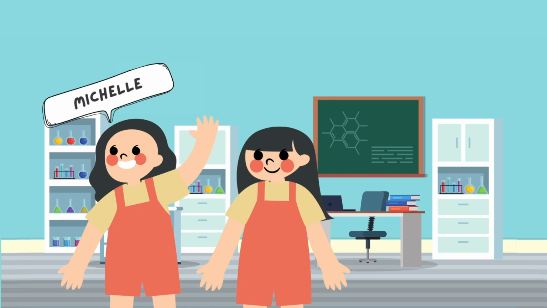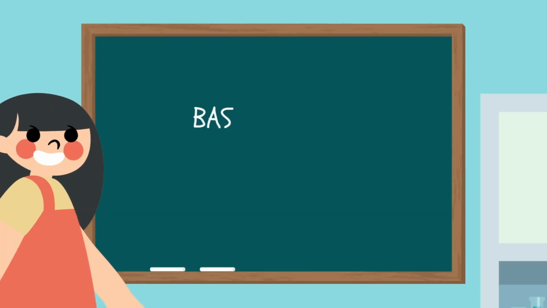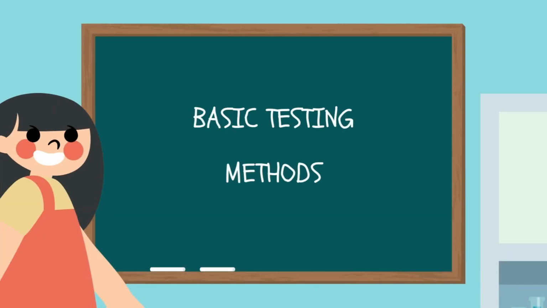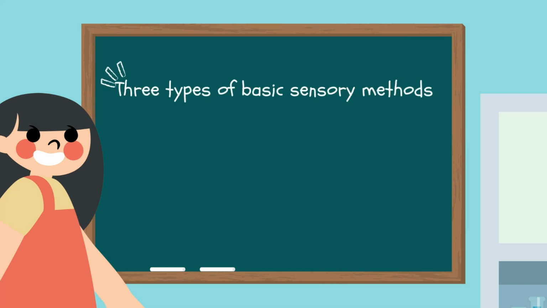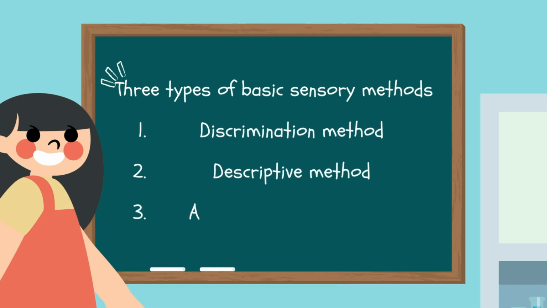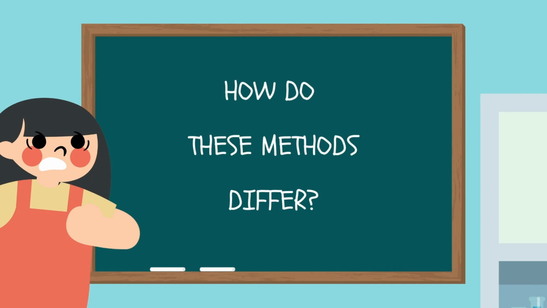Hello, I am Michelle. Before going deeper into these types of testing, I will be explaining the basics about testing methods. As the name suggests, there are three types of basic sensory methods, which are discrimination methods, descriptive methods, and affective methods. But how do these methods differ?